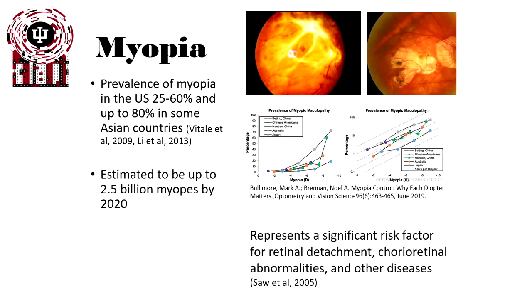As we've discussed before, myopia prevalence in the United States can be, depending on the study you look at, between 25 and 60%. More modern figures push it closer to that 60%. And it can be up to 80% in some Asian countries. This means that there's estimated to be up to 2.5 billion myopes by the year 2020. And this represents a significant risk factor for retinal detachment, chorioretinal abnormalities, as well as other diseases, due to the axial elongation and the stretching of the retina.